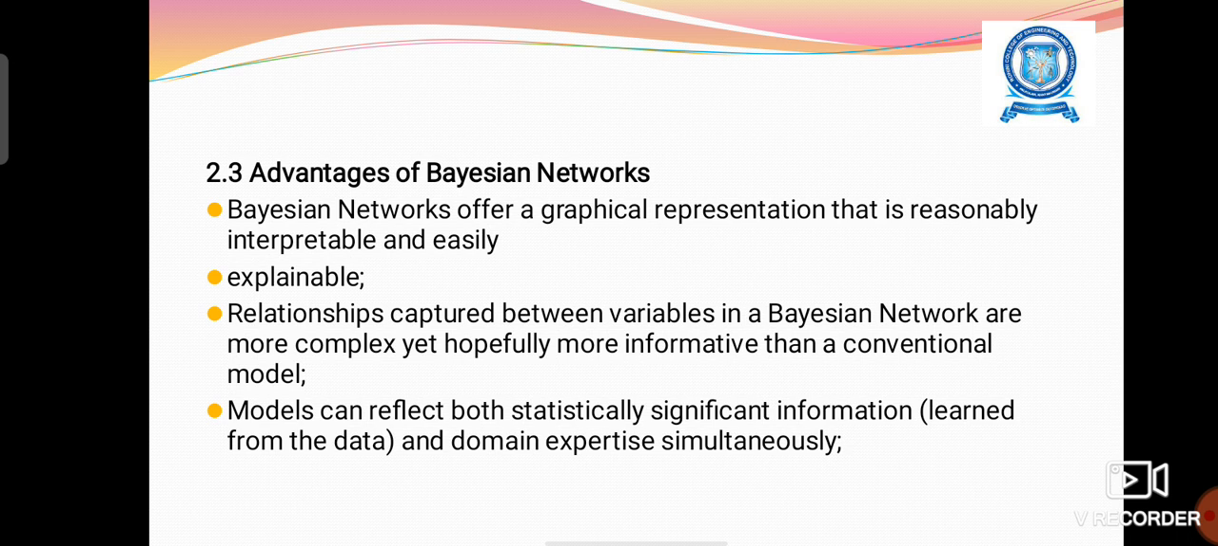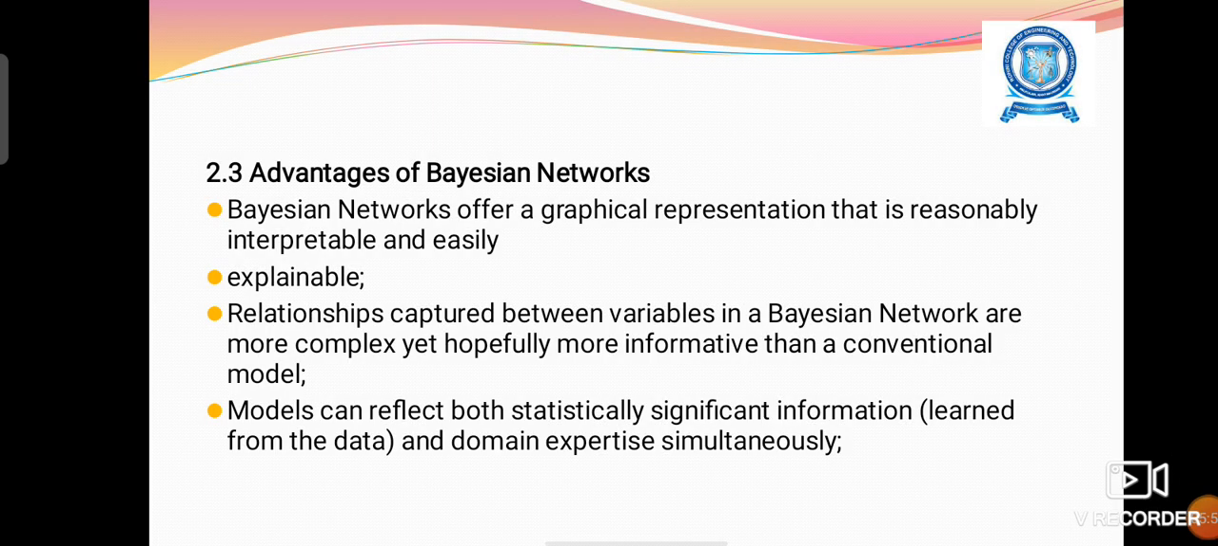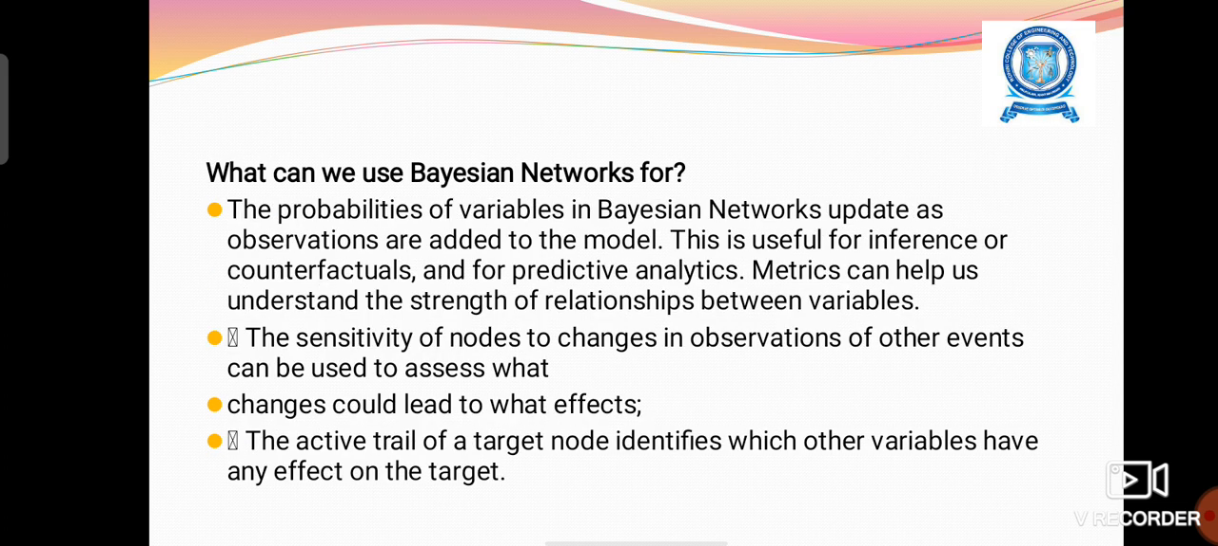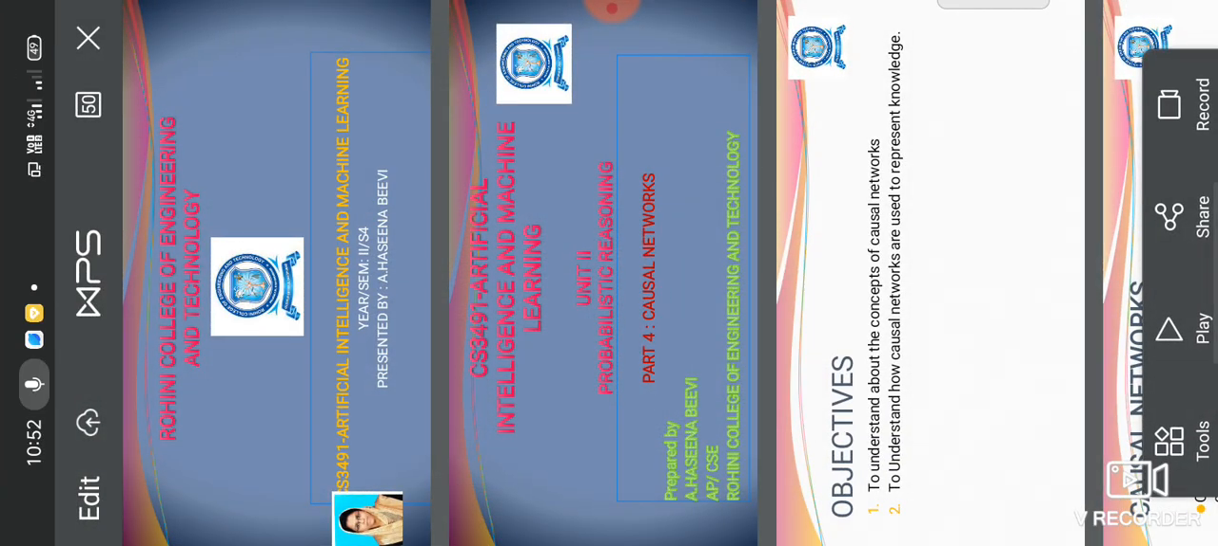As we said, Bayesian networks have many advantages. They provide a graphical representation used for reasoning. Relationships captured between the variables in a Bayesian network are more complex, yet hopefully more informative than those of a conventional model. The probabilities of variables in a Bayesian network update as observations are added to the model. So in this way, the causal network is an advanced concept of Bayesian networks.